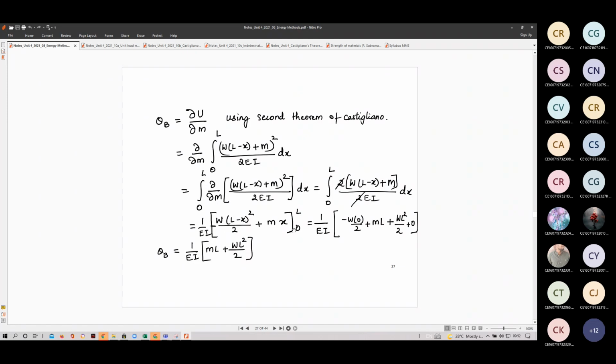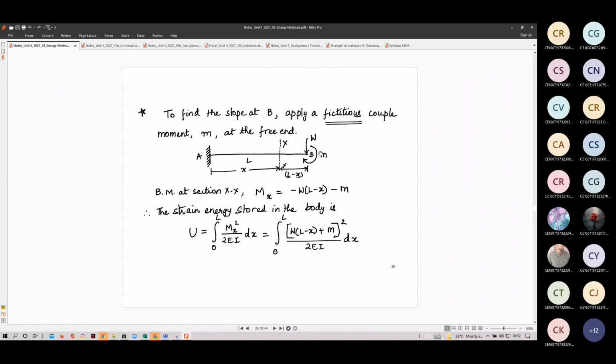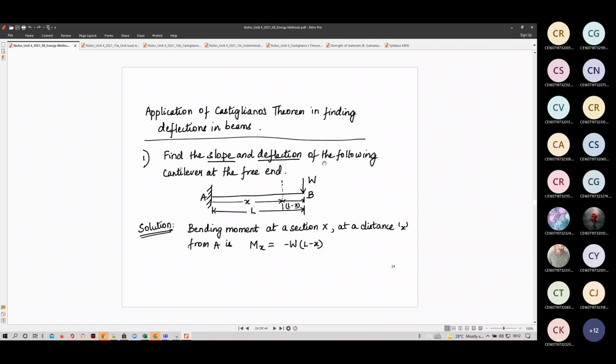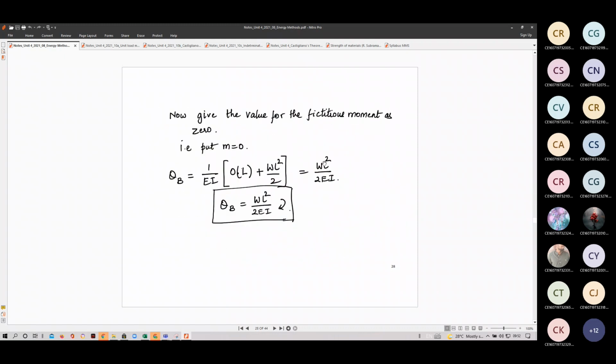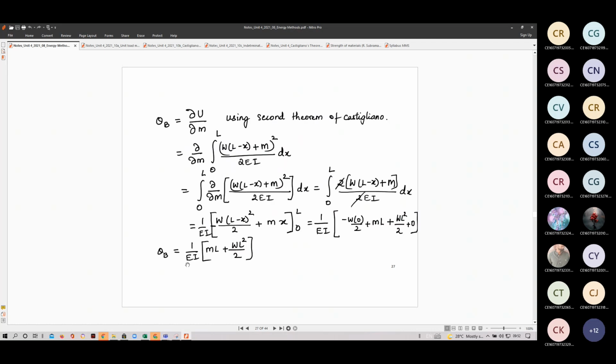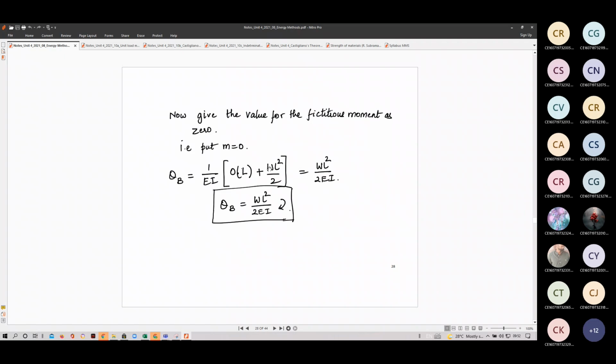we'll get a solution like this. Then we have assumed m, right? But actually m is not existing in the original problem. So you have to substitute m equal to 0. Once we get theta B, you substitute m equal to 0. When we substitute m equal to 0, whatever is the resulting value will be the slope, WL square by 2EI.